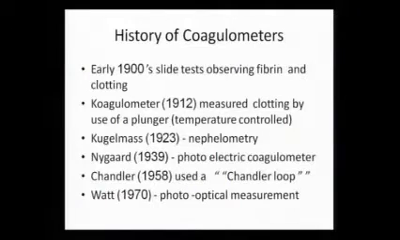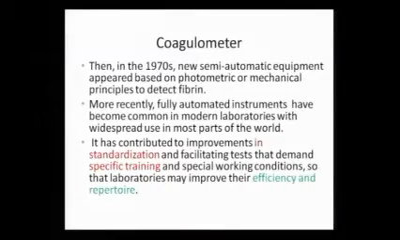Now, talking about the history of coagulometers, it starts in the early 1900s with Slide's test, which observed fibrin and clotting. Then you had a coagulometer in 1912, which measured clotting using a plunger and temperature control. Quick used nephelometry in 1923, Nygaard in 1939 used the photoelectric coagulometer, and Chandler used the Chandler loop in 1958. It was Watt in 1970 who used photo-optical measurement of clotting. Then in the 1970s, new semi-automated equipment appeared based on photometric or mechanical principles to detect the fibrin clot. More recently, fully automated instruments have become common in modern laboratories, with widespread use in most parts of the world.